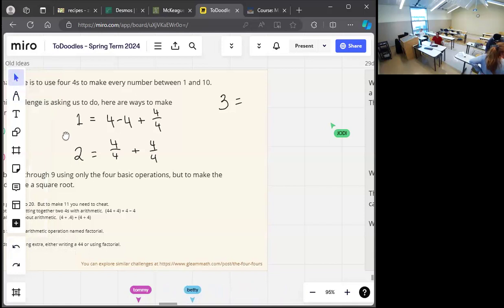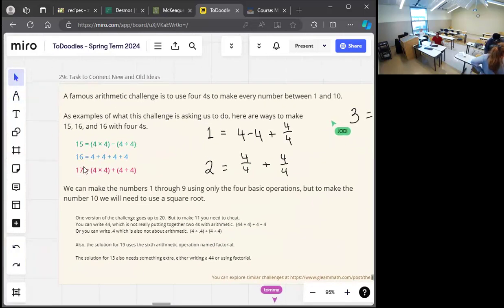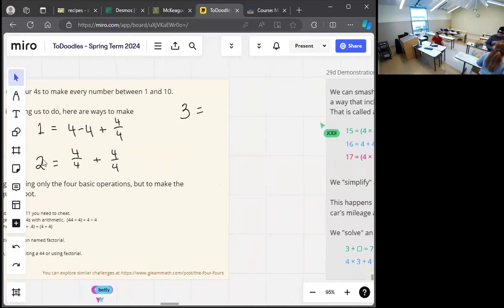I've given you examples of how to make 15 and 16 and 17, but I'm not worried about that. That was just an example for at home if you were doing this. We've done 1 and 2 together. We also want to have 3. How do we get to 3 using 4 fours?